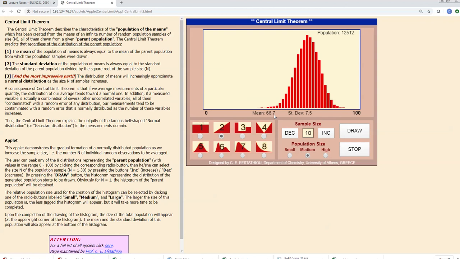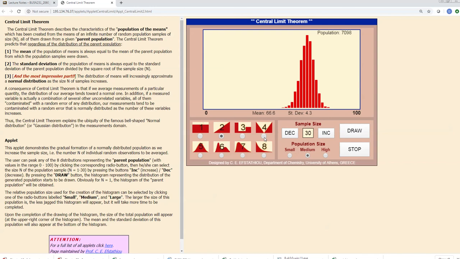Draw. 66.7, and sigma went down to 7.5, but I still see the left skew. Let's go up to 20. Draw. 66.6, doesn't go much anywhere, right? Sigma went even smaller, and I still see a little bit of skew. But if I go up to 30 and draw, 66.6 still, sigma is smaller, and it's pretty normal. I can't see even a trace of the skew.